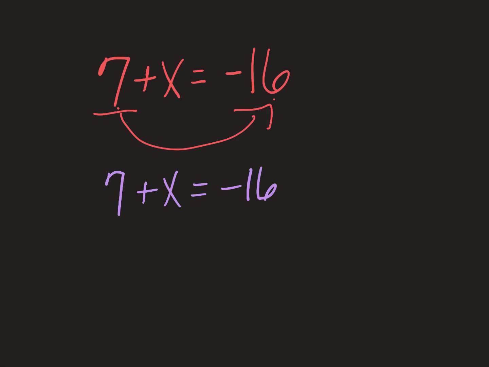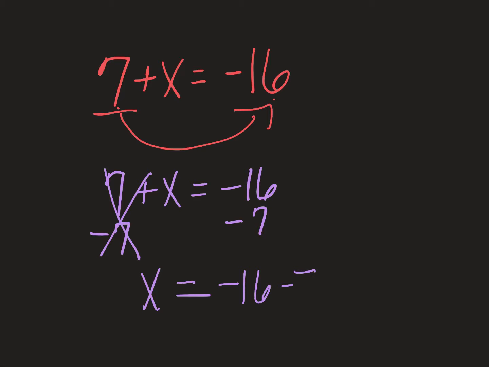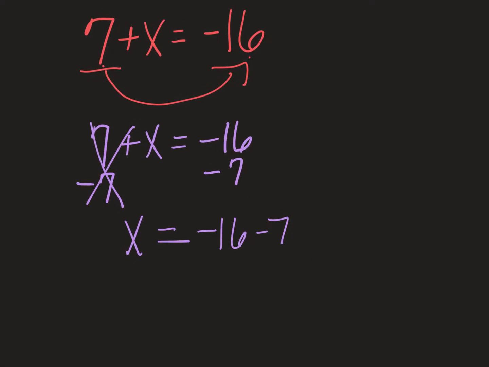Now, what's the opposite of a positive 7? It's a negative 7, okay? Because that means I'm going to subtract. And what you do to one side, you're going to do to the other, okay? So now I have x equals a negative 16 plus a negative 7, okay? And you can actually write that like a negative 16 minus 7 if you want to look at it that way. And you can add a line, change the sign. So now you're adding two negatives. So x equals a negative 23.